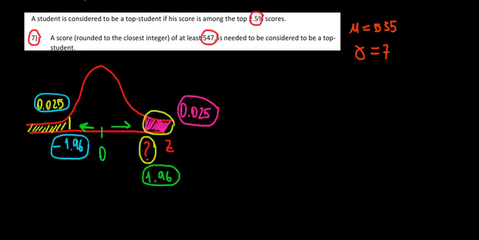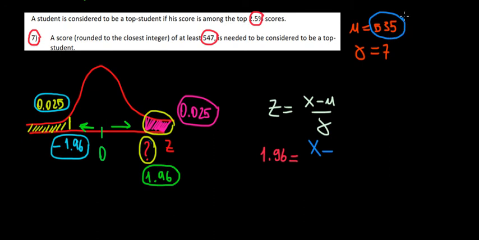Let's write our z formula, and it's going to be simple math: z = (X − μ) / σ. We found that the z value we're interested in is 1.96, so we substitute 1.96. We're looking for X. We want to know how many points this means. So X minus the mean, which is given to us as 535, divided by the standard deviation, which is given to us as 7.